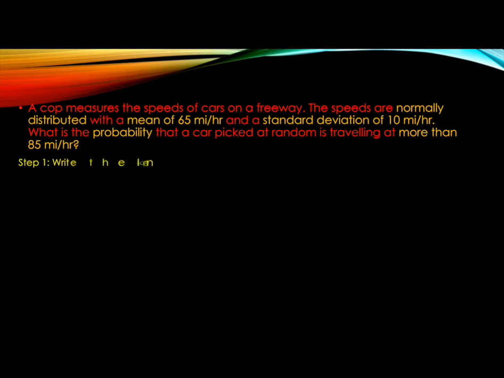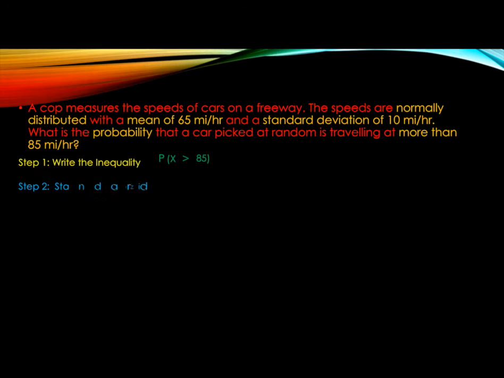The first step is to write the inequality. This helps set up the problem. So what is the probability? We'll represent that with a capital P, that a car, which we'll represent by the letter X, is traveling at more than 85 miles per hour. More means greater than 85 miles per hour.